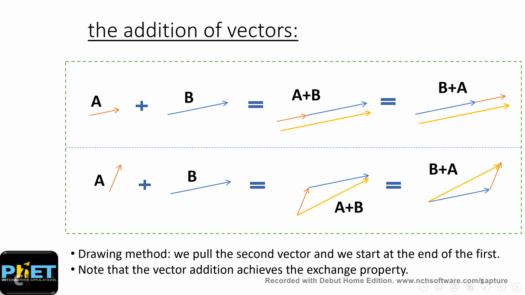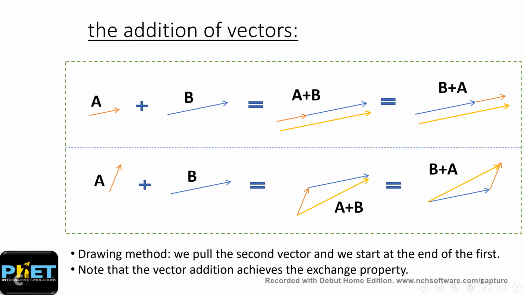So this is A plus B, which is equal also to B plus A if we put B at the beginning and A at the end. This is the addition of two vectors in one direction. What if we have different directions for these vectors? This is A and this is B. We need to add them together.